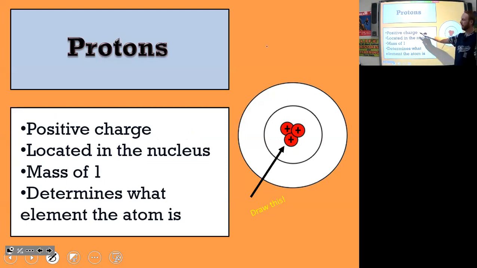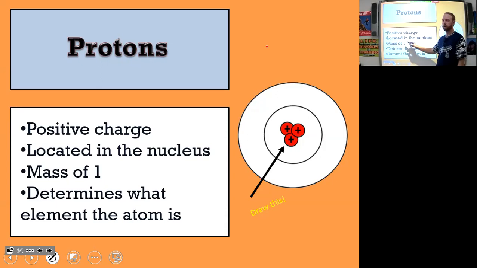Now, protons have a positive electrical charge. If you think of like a magnet, you have a positive and a negative side. Or if you have a battery, you have a positive charge side of a battery, negative charge side. In an atom, protons are your positives, okay? They're located inside the nucleus, just like in a cell. The nucleus is the center. So in an atom, the nucleus is the center of an atom, and it contains your protons.